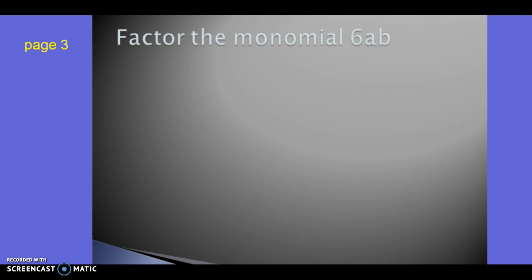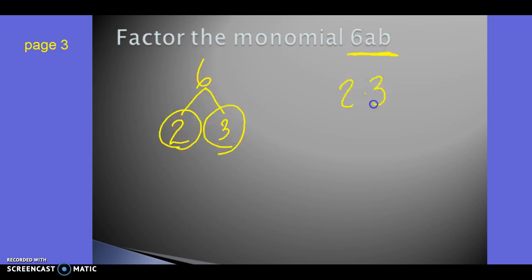The next problem, we want to factor 6ab. Well, I'm going to take the number 6, make a factor tree. It is 2 times 3. Those are both prime. I'm done. And all I do is I write down the letters. There's just one of each, and then that's my answer.